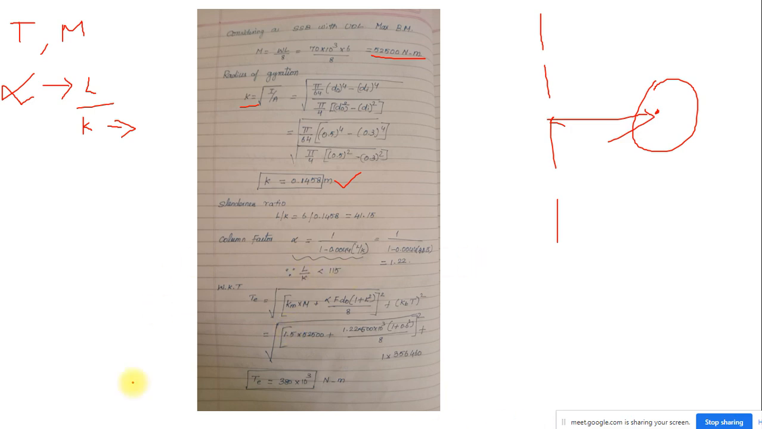Okay, now let us come back to the slenderness ratio. Slenderness ratio is equal to L by K. L is 6 and I have a K value. So then I can find out the slenderness ratio.